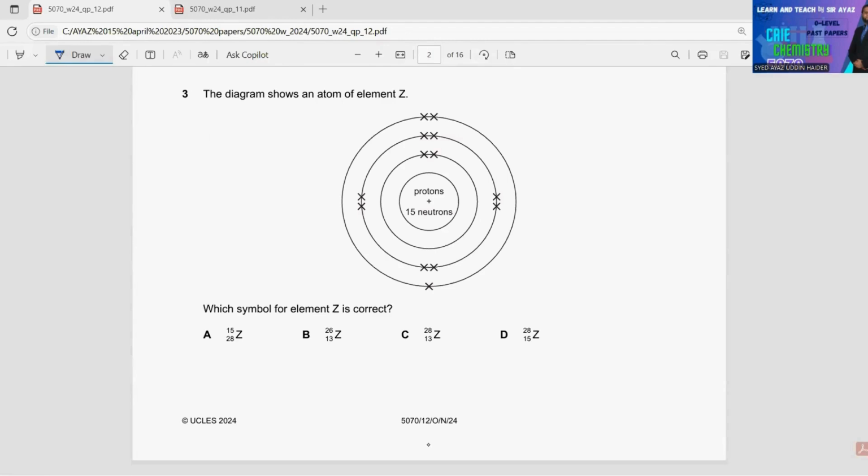MCQ number 3. The diagram shows an atom of element Z. Here's the diagram. In this diagram, we have 15 neutrons, and electrons are shown. The number of protons is missing. Which symbol for element Z is correct? In order to calculate the number of protons, you should know the number of electrons because it's an atom. So the number of protons should be equal to the number of electrons. The electrons are 2 plus 8 plus 3, so there will be 13 electrons in this case. So protons must be 13.